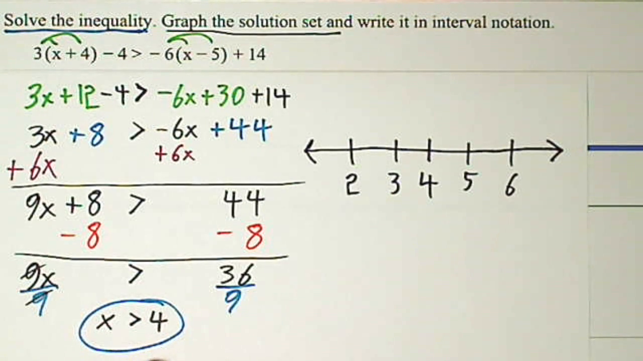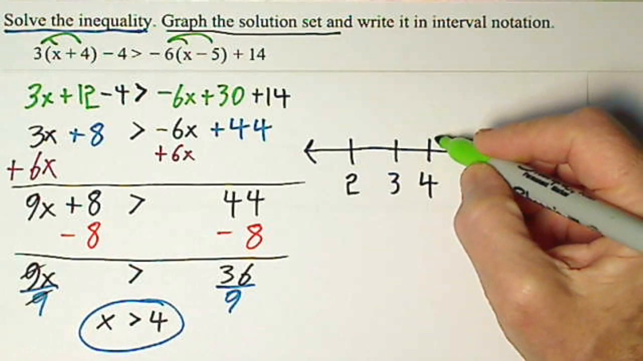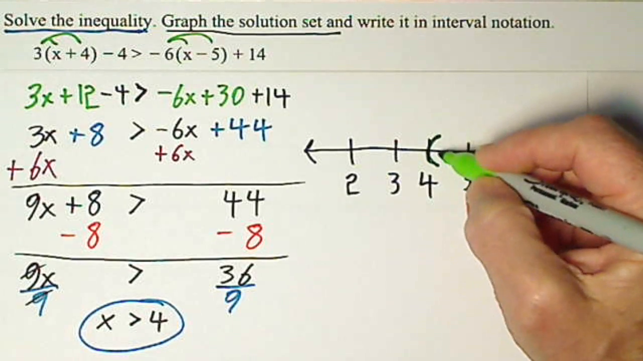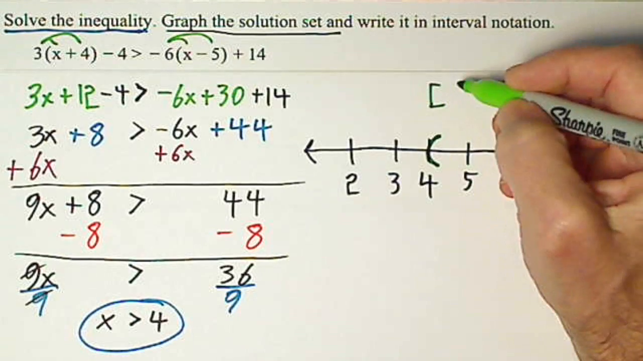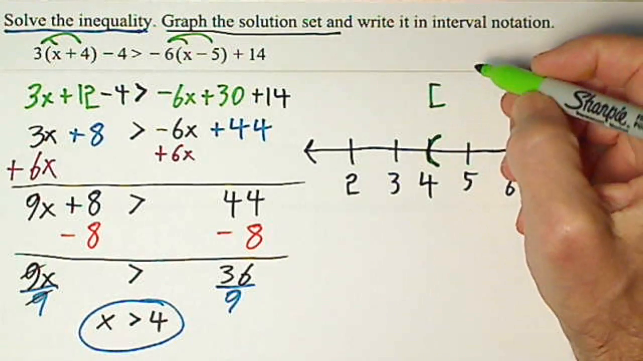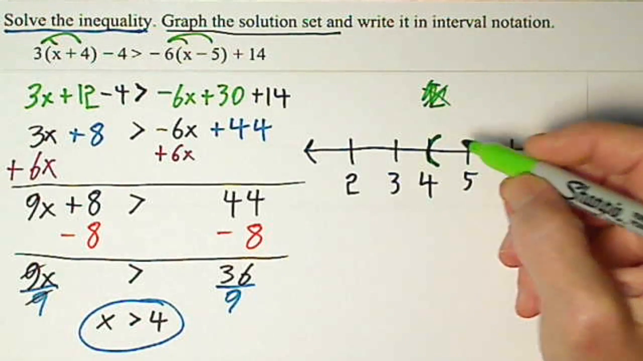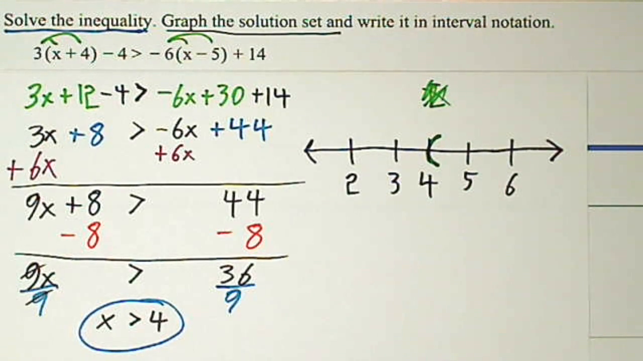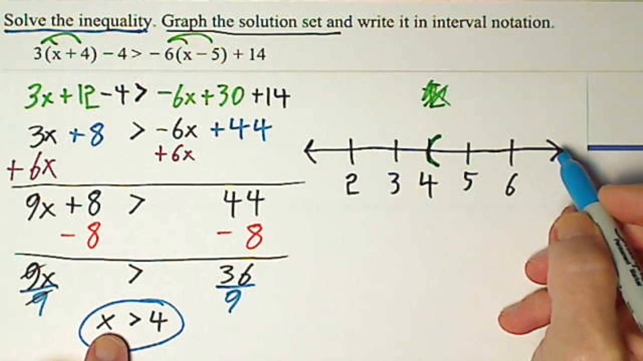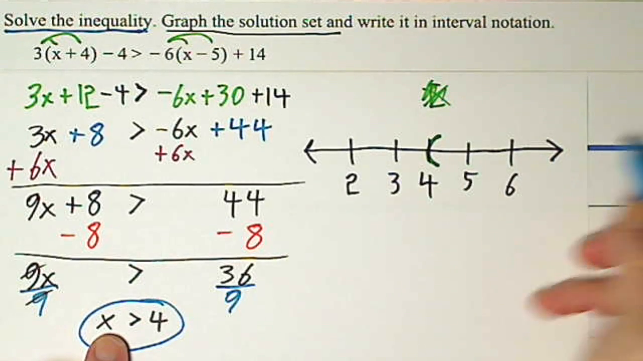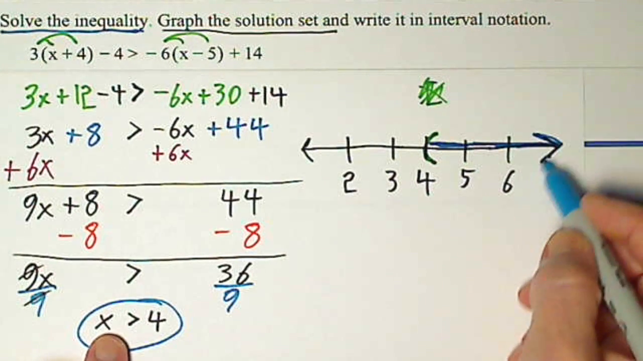X is greater than 4. It's not allowed to touch the 4. That means I have to use the parenthesis at this position. I cannot use the square bracket. That means it's allowed to touch the 4. It can be equal to 4. But that is not the case. So I use parenthesis. And x is greater than 4, so that means it could be a 5, a 6, 4.5, 700, anything, as long as it's greater than 4. So you fill in to the right.